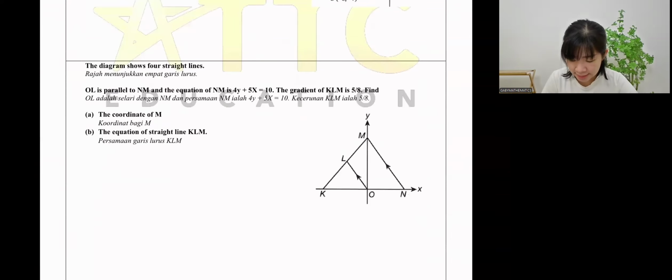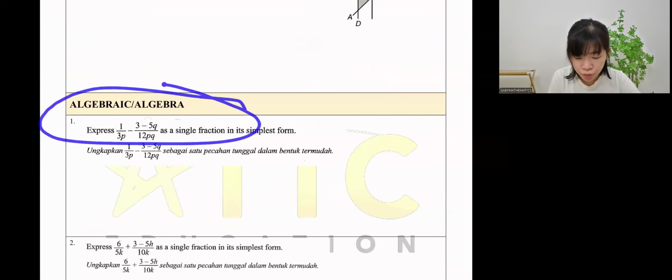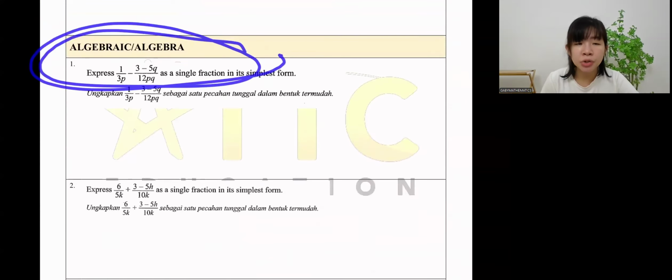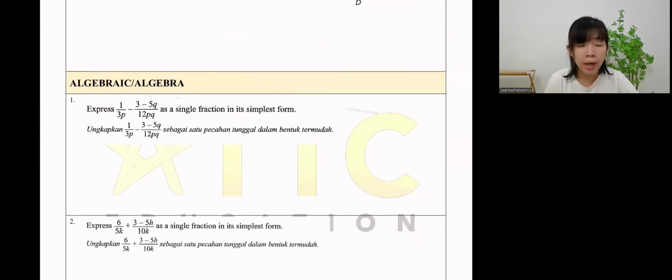Then next we have algebra. The exam will have this, but usually in Form 4, algebra will come out in paper 1. You know that now you're going to sit for 2 papers, paper 1 and paper 2. Paper 1 will be objective questions. How many questions?